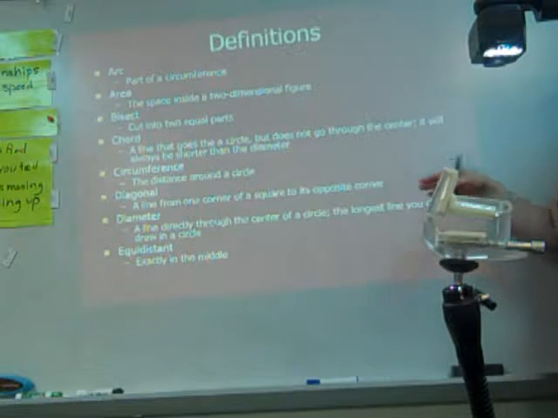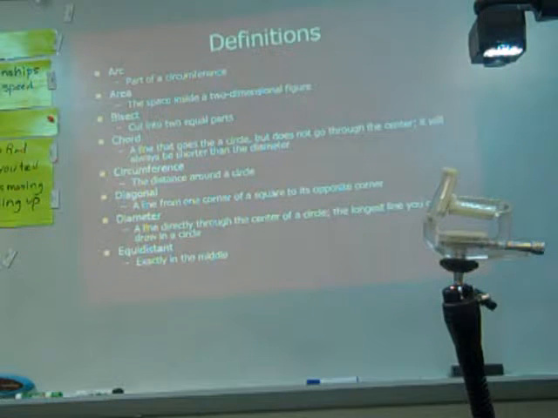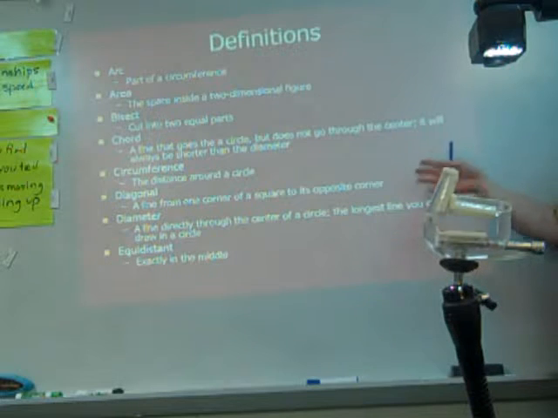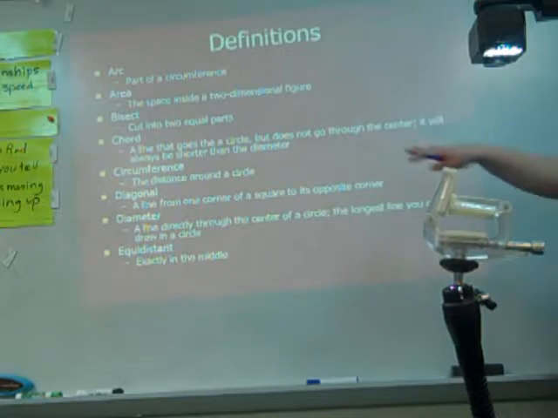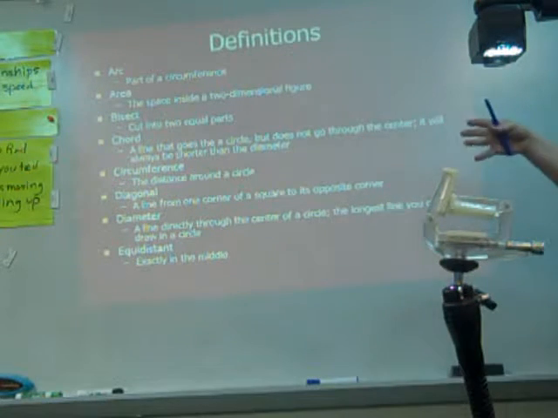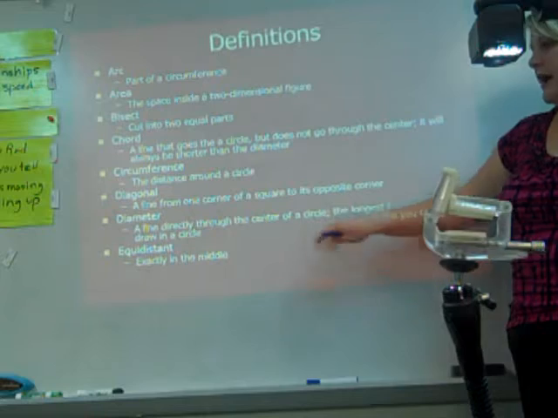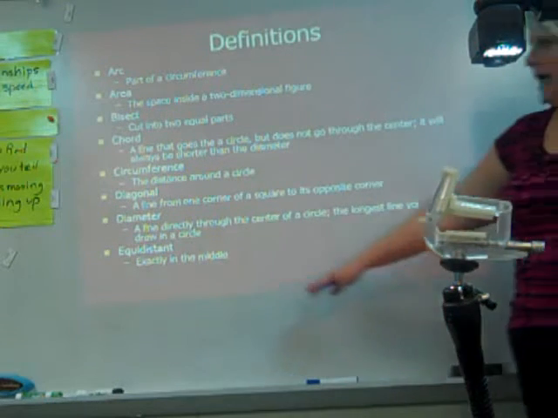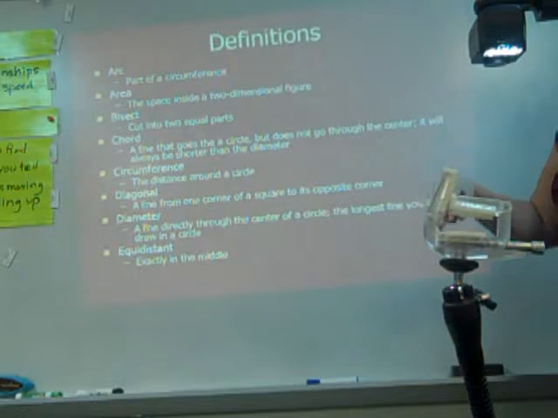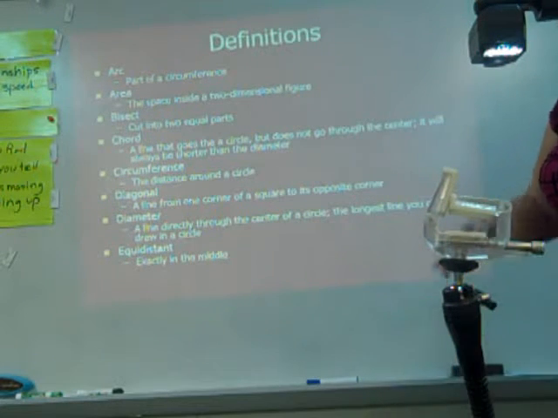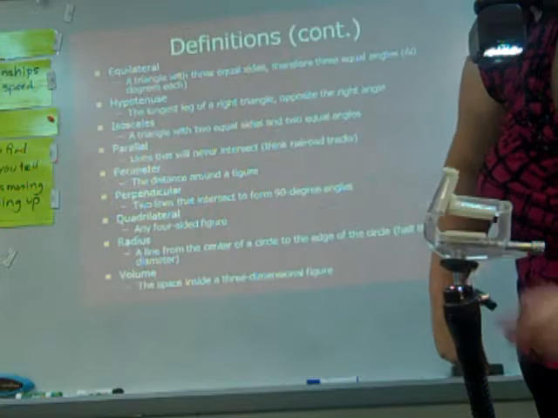A diagonal goes from one corner of a square to its opposite corner. You can also have diagonals in rectangles and in other shapes. Diameter is a line that goes through the center of a circle, and it's the longest line that you can draw in a circle. That's how come all the other chords will always be shorter than the diameter. The diameter is always the longest. And equidistant means exactly in the middle. Equa meaning equal, and distant meaning distance. So equal distance, exactly in the middle.